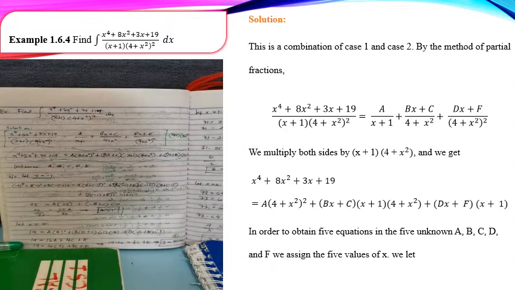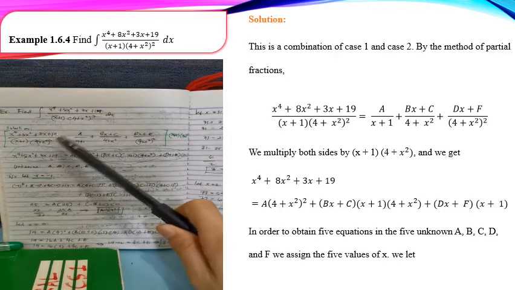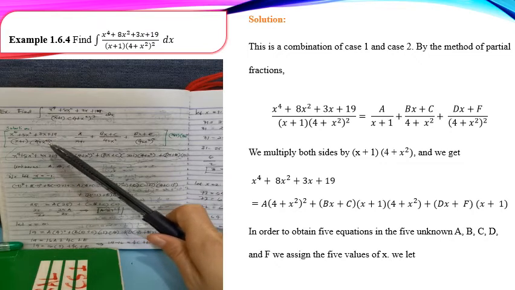Okay, so find the integral of x to the 4 plus 8x squared plus 3x plus 19 over x plus 1 times 4 plus x squared quantity squared dx. So, okay lang dito sa example na to, hindi nyo na kailangang hanapin yung factors kasi naka-factor na siya. So, mas okay siya, unlike doon sa previous examples na kailangan pa nating hanapin yung factors niya. Okay. So, decomposition tayo diretso. So, x to the 4 plus 8x squared plus 3x plus 19 over x plus 1 times 4 plus x squared quantity squared.